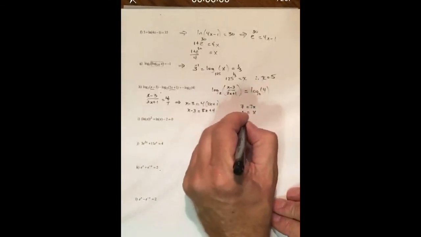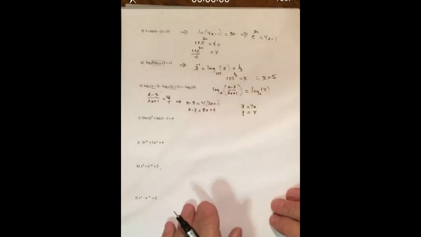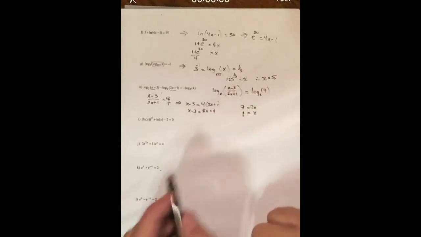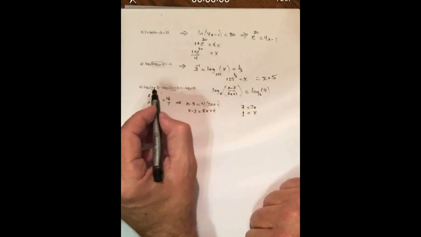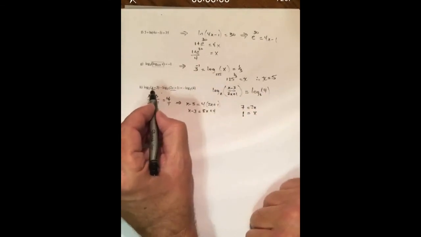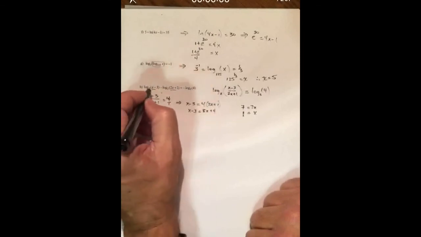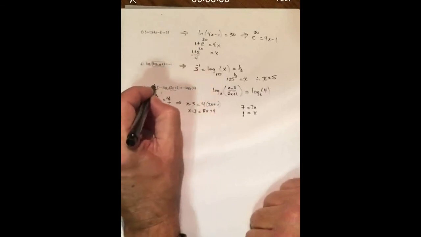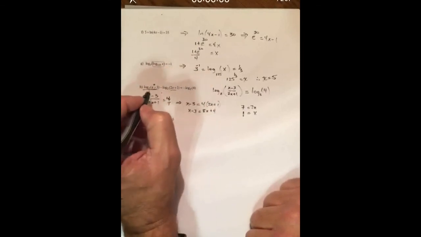But now look what happens. The mathematics has told us the only way this can occur is when x is 1. But what happens when you put a 1 right here? This becomes the log base 2 of minus 2, which is not possible. This argument must be positive.